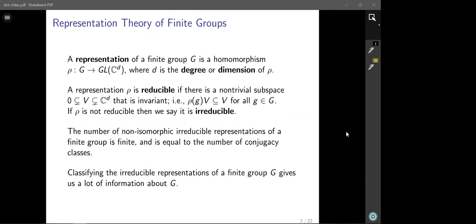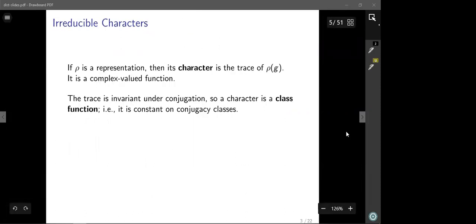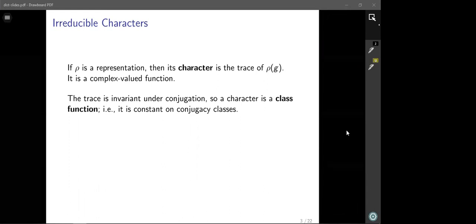So irreducible representations are defined this way. What about irreducible characters? Well, it's what you might expect: if you have a representation, you can take the trace of the matrix, and that's called a character. This is a complex valued function now. Instead of having a whole matrix to deal with, for every element of G, you just have a single complex number. And it might seem like you're losing a lot of information that way. Instead of a d by d matrix, you're just taking a single number, the sum of the diagonal entries.